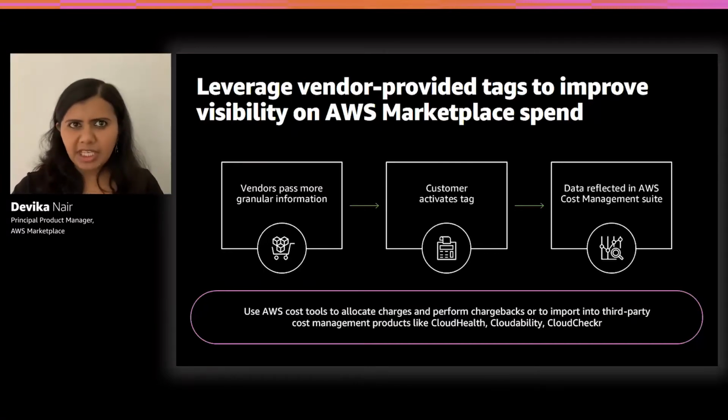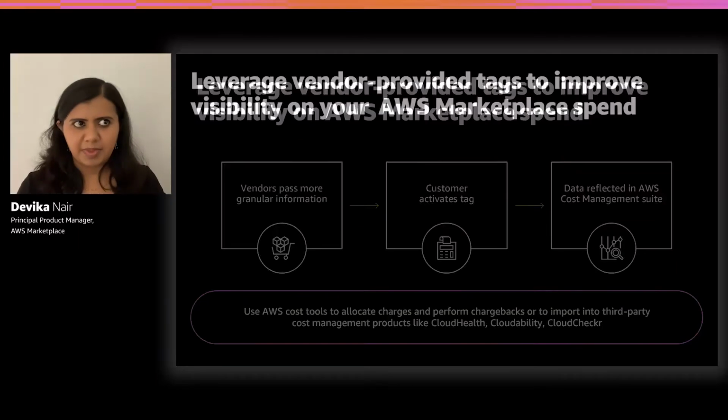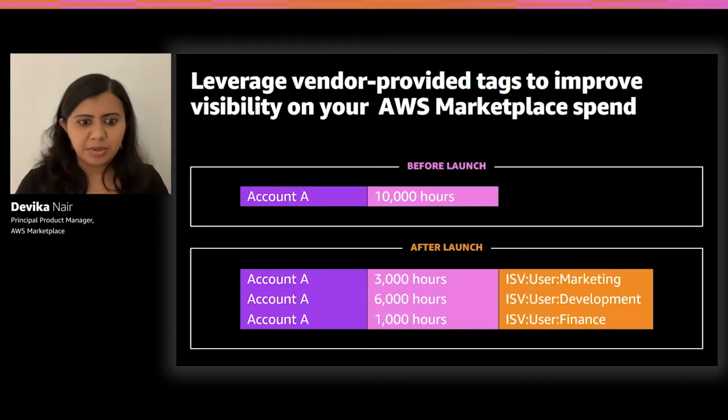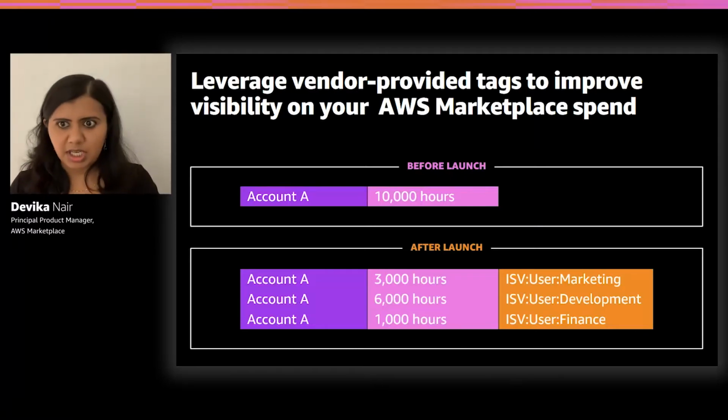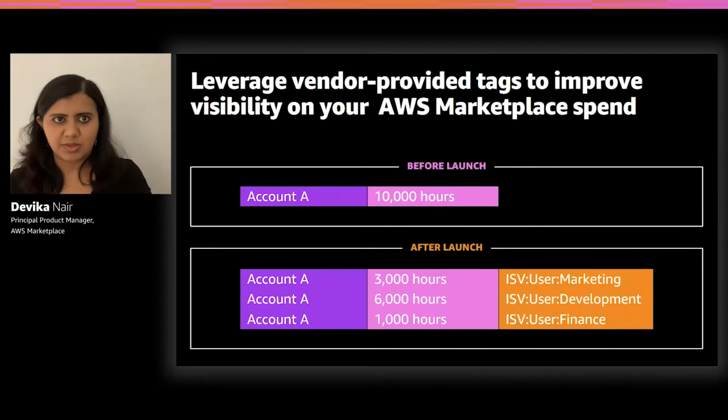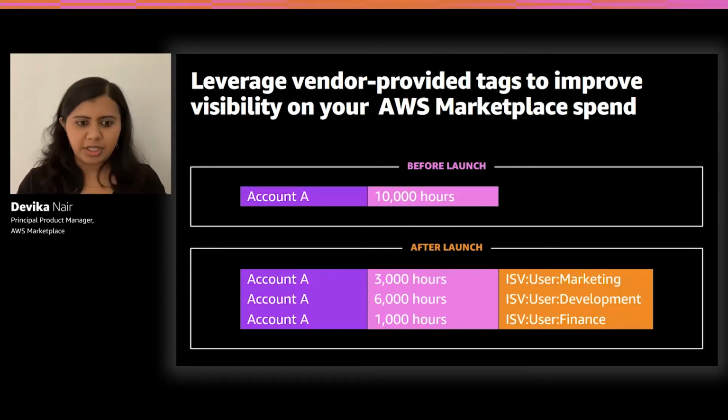So what does that mean, and how do I use it, or what's it going to cost me? So let me just add a little more clarity. Previously, the way you were using your software, let's just say you used 10,000 hours of a particular ISV software in your account A. The vendor would tell us, account A used 10,000 hours. AWS Marketplace then goes ahead and charges you for using those 10,000 hours, which is what you were viewing.